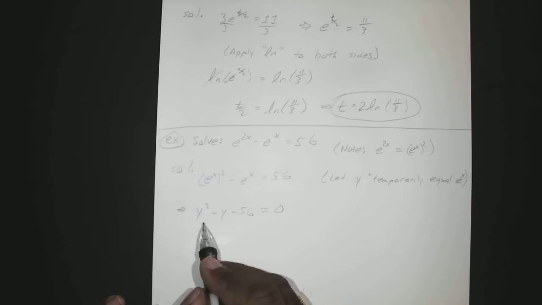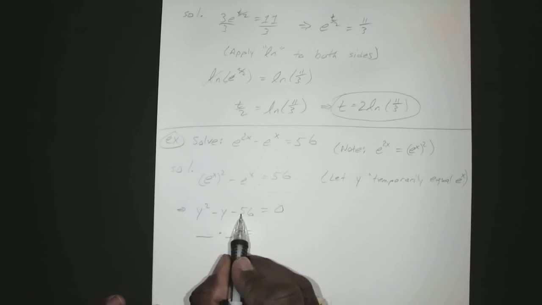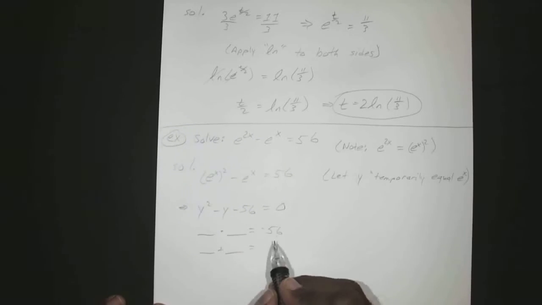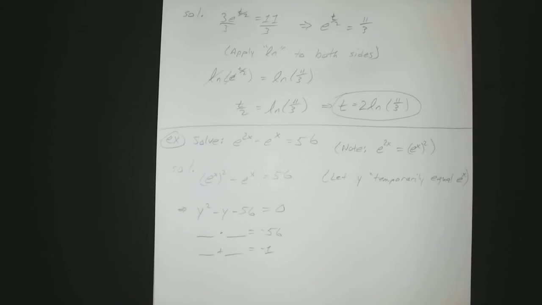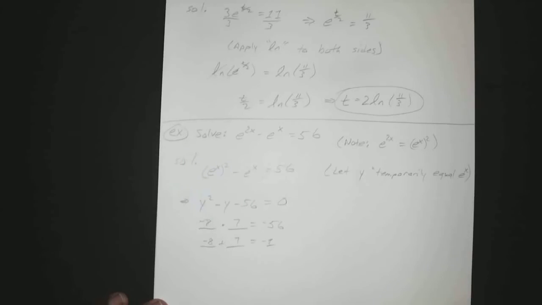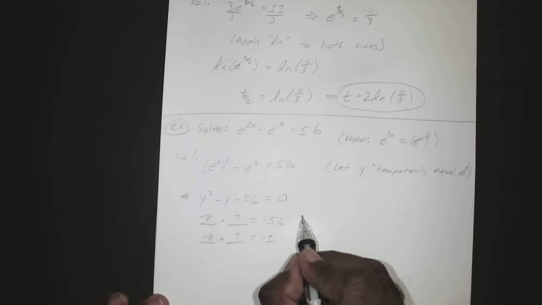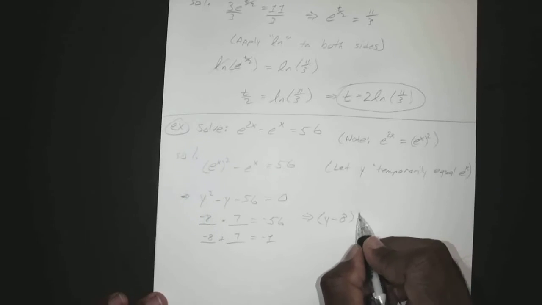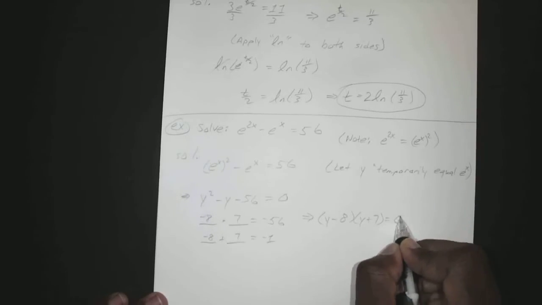Okay. So we know we have to find two numbers that multiply to equal our c, and those same two numbers have to add to equal our b. Okay. So for this one, -8 and +7 looks like it would work. Okay. So this just becomes y minus 8 times y plus 7 equals 0. Which means y can equal 8 or y can equal -7.